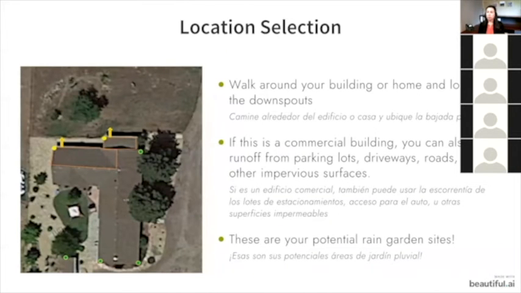When you're looking to select where your location of your rain garden should go, there are some different considerations. One is you can walk around your building or your home and locate all of your downspouts. If it's a commercial building, then you can also use runoff from parking lots or driveways or roads or other impervious surfaces and look at your potential rain garden sites.